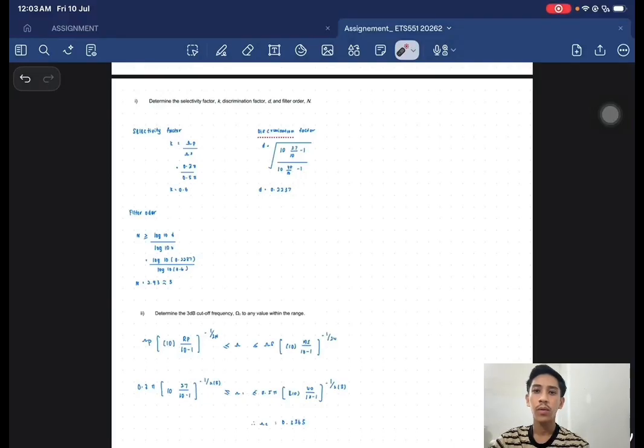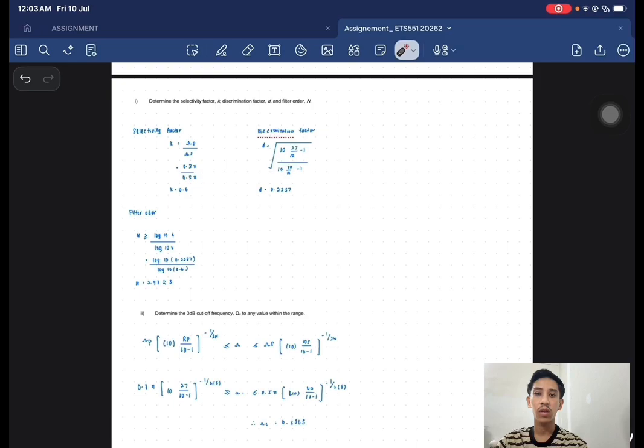Okay, now I will explain the calculation for the selectivity factor, filter order and the 3 dB cut-off frequency. First I calculate the selectivity factor represented by K. It is obtained by dividing the passband edge frequency by the stopband edge frequency. From the calculation, the value K is 0.6.